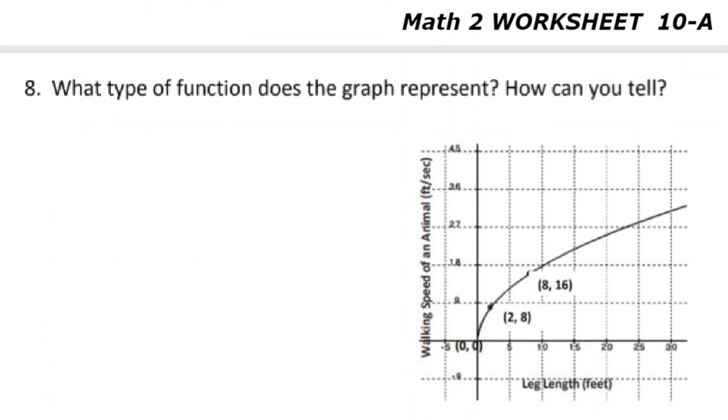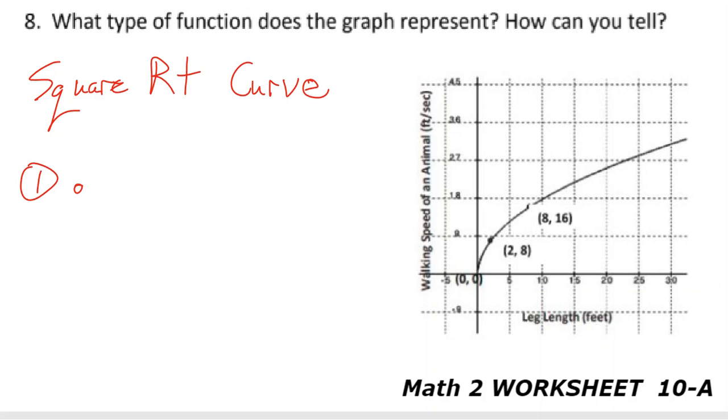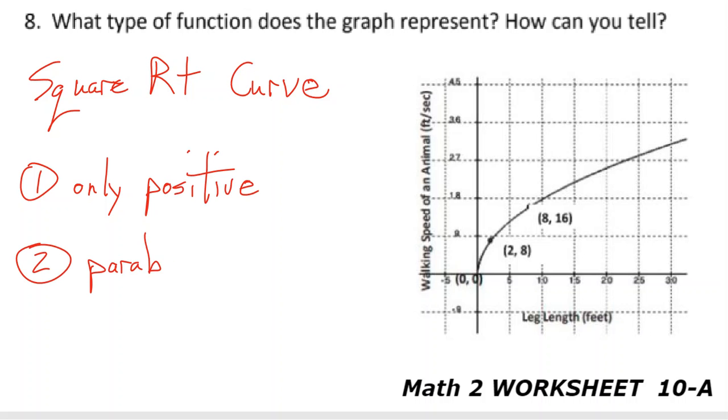Now, let's see, what type of function does this graph represent? One, the fact that it's only positive. That's a telltale sign. The other is that it has a parabola-like curve. Those are your 2 dead giveaways that this is going to wind up being a square root curve. All right.